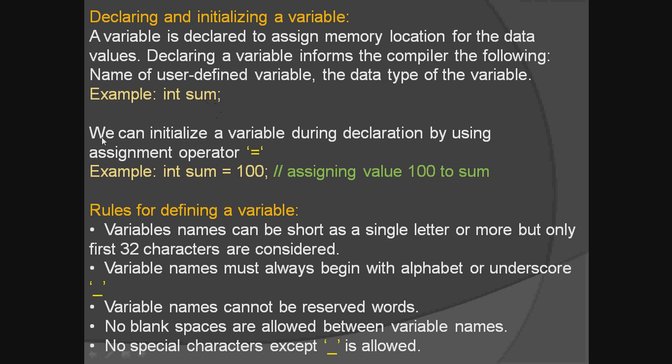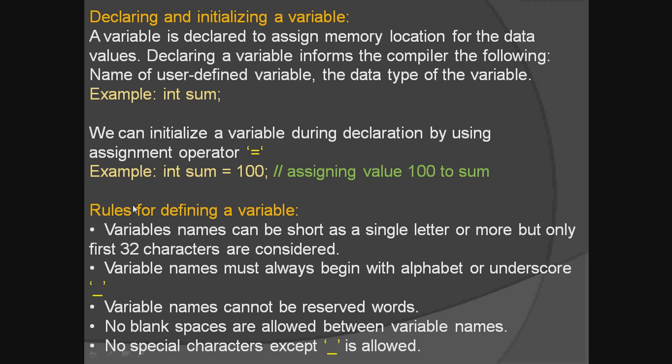We can also initialize a variable during declaration by using the assignment operator equal to. That is assigning a value. So here int sum equals 100 is assigning the value 100 to sum, which means that the sum variable will hold the data value 100 as long as this program is running, or as long as this value does not change. That's why a variable is just a temporary storage location. As long as the program runs, that variable will store the value.